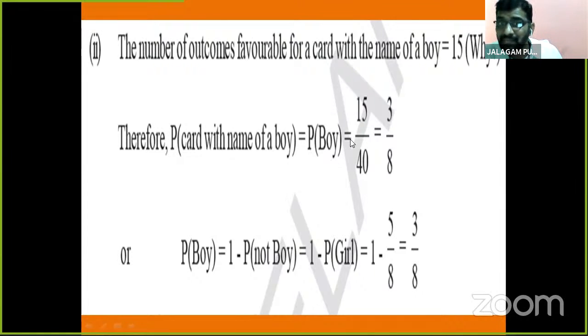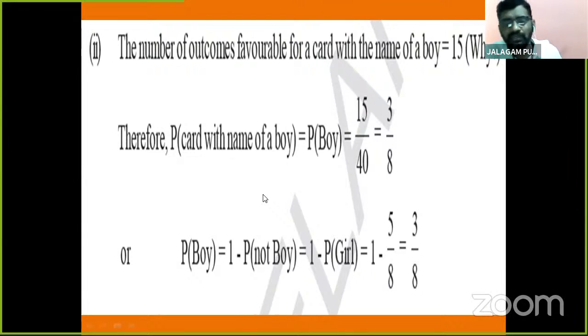Probability of a boy is equal to, we recall our formula. What is the formula? Number of favorable outcomes divided by the total number of outcomes. So 15 by 40, simple. 5 3s are 15, 5 8s are 40. So 3 by 8. Have you understood? 3 by 8.